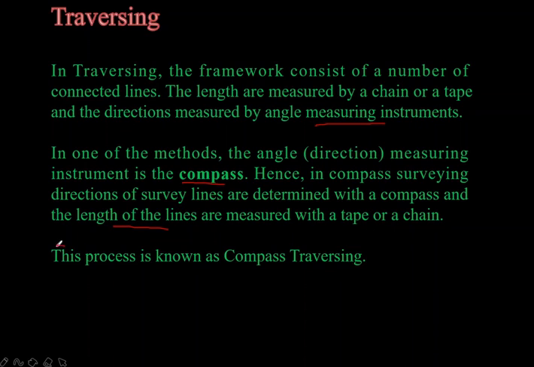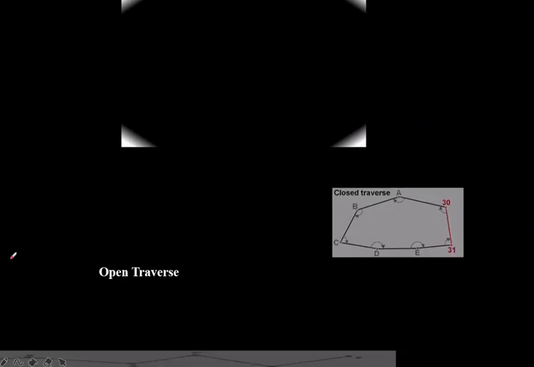So this process is called as what? Compass traversing. Okay, using chain and also using the angle measuring instruments. If you do a survey, it is called traversing. Okay, you will see next.